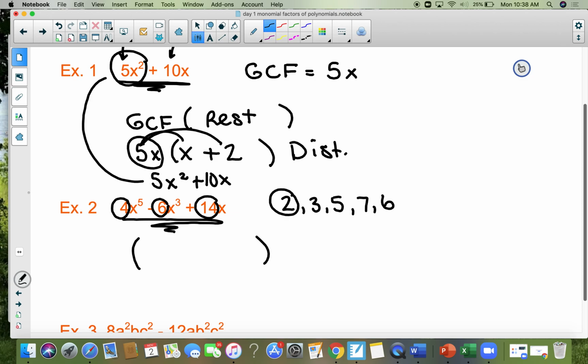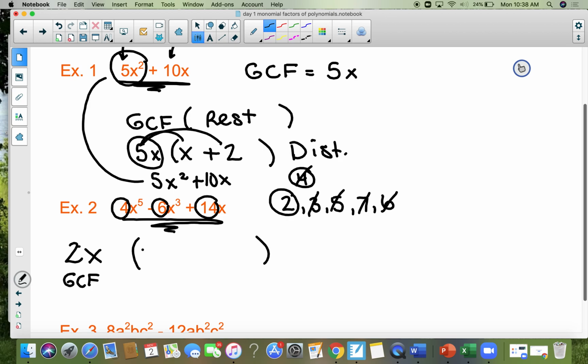Does 3 go into 4? No. Does 5 go into 4? No. Does 7 go into 4? Does 6 go into 4? Let's try the number 4. Does 4 go into 4? Yes. But does 4 go into 6 evenly? No. So my greatest number that goes into all 3 of these is a 2. And then you take the smallest amount of the variables. They all share at least one x with each other. So that's called the greatest common factor.